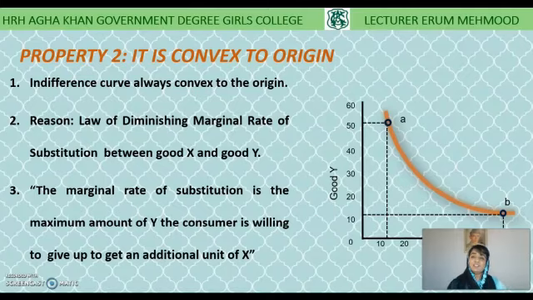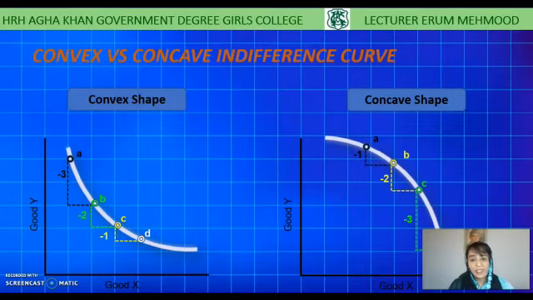The second property is that it is convex to the origin. Why? Because of the law of diminishing marginal rate of substitution between good X and good Y. What is the marginal rate of substitution? The marginal rate of substitution is the maximum amount of Y the consumer is willing to give up to get an additional unit of good X. Okay, we take a concave shape and a convex shape.